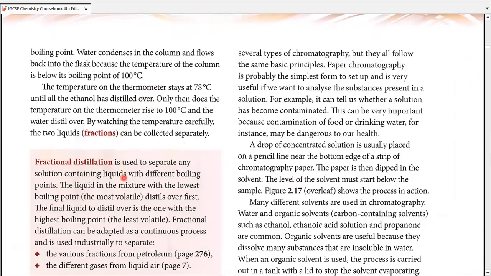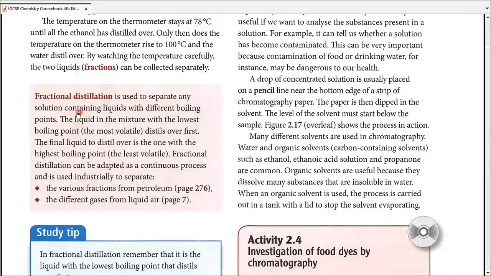It's written over here. Fractional distillation is used to separate any solution that contains different liquids with different boiling points. The liquid in the mixture with the lowest boiling point, which we also call the most volatile one, always distills over first. Ethanol had the lowest boiling point, so it distilled over first. The final liquid to distill over is the one with the highest boiling point or the least volatile. Water had the higher boiling point, 100 degrees centigrade, so it distilled over last in the previous example.